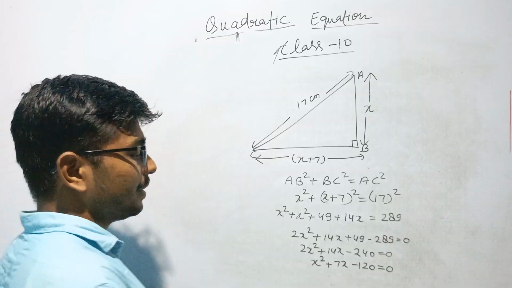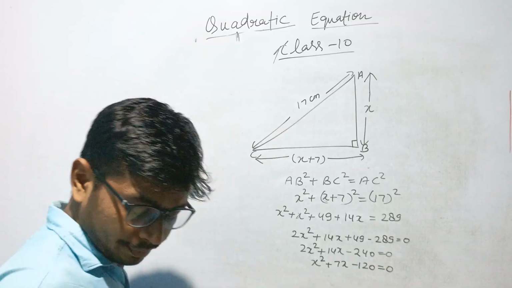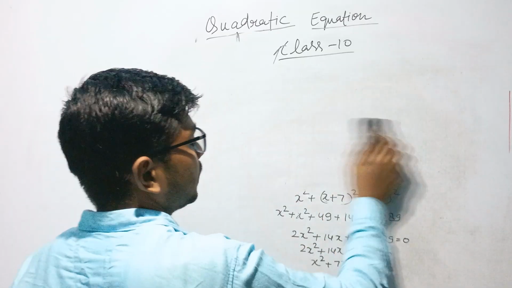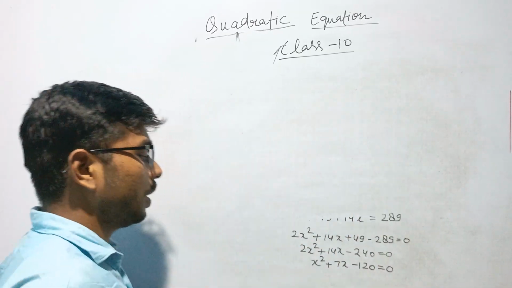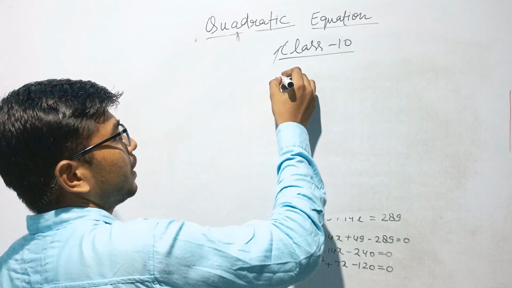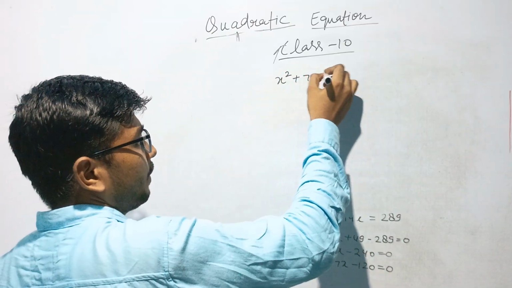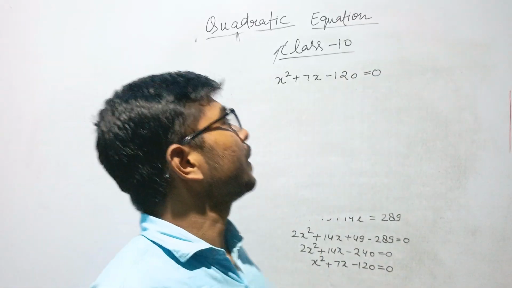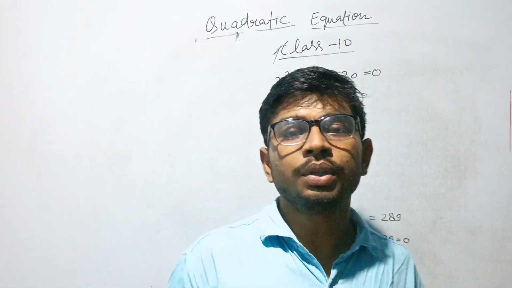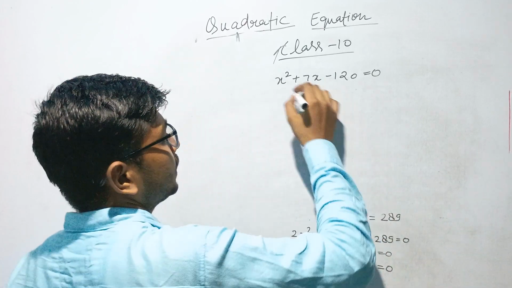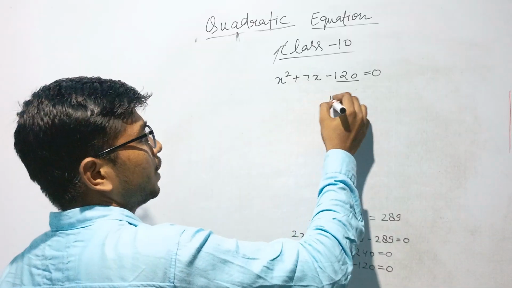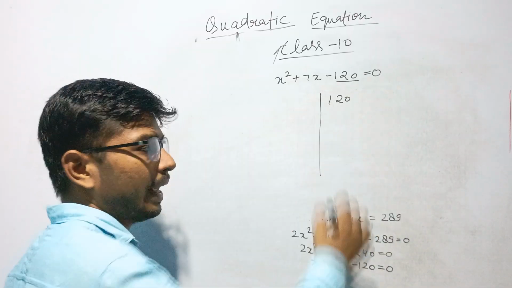Okay, so we have to find out the two terms. Okay, so let's solve. So our equation is x square plus 7x minus 120 is equal to 0. x square plus 7x minus 120 is equal to 0. Okay, so how to find? Now I am explaining here how to find the two values. So first we have to take LCM.